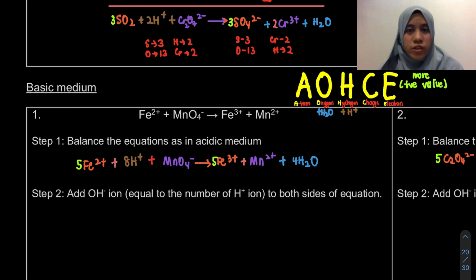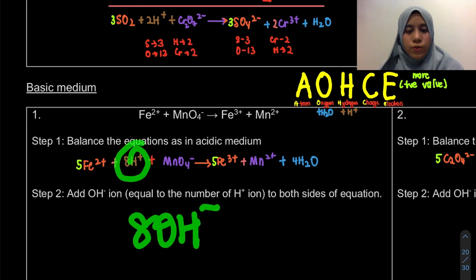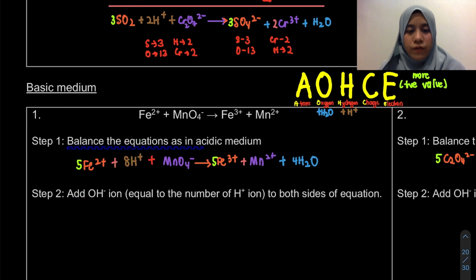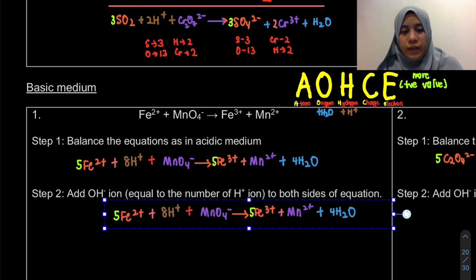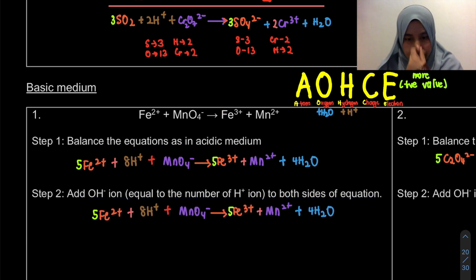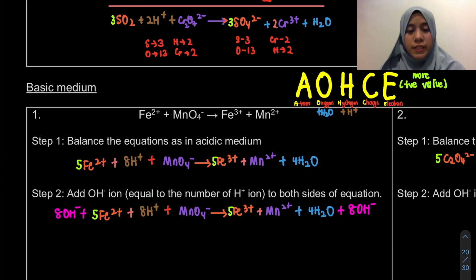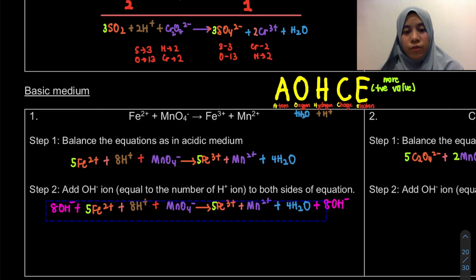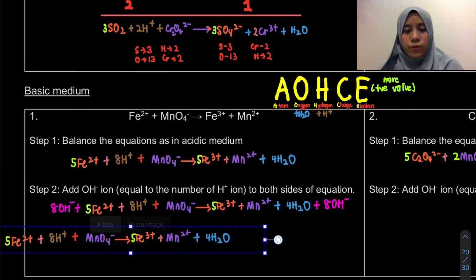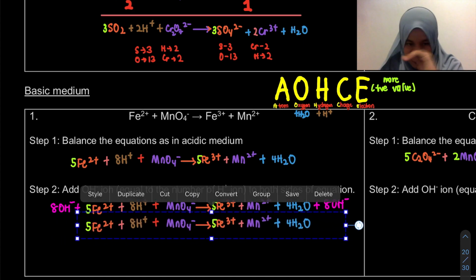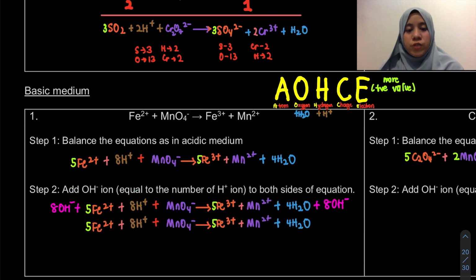Tapi yang ni, dia extra, dia step 2 ni, add OH minus equal to the number of H plus ion. So, dalam case ni, sebab we have 8H plus, so what we're going to do, we're going to add 8OH minus on both sides of the equation. Okay, so takkan itu saja. So, what we're going to do next is actually we're going to simplify. Okay, sebenarnya OH dengan H plus ni, when we combine it will form H2O. So, here what I'm going to do is I'm going to simplify it by combining straight away H plus dengan OH minus jadi H2O.